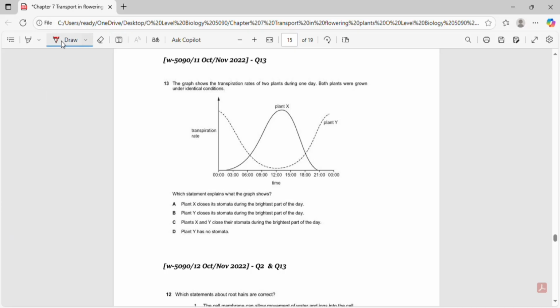That means plant Y is closing its stomata during the brightest part of the day to reduce water loss. Plant X, however, keeps its stomata open, so its transpiration remains higher. Therefore, the correct answer here is option B, plant Y closes its stomata during the brightest part of the day. This is a water-conserving strategy to prevent excessive water loss when evaporation would be at its maximum.